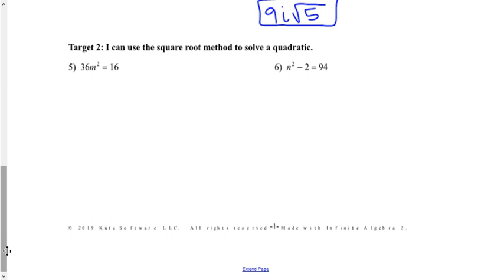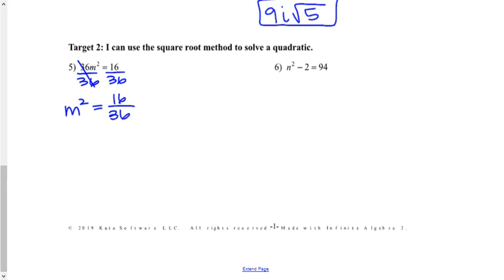I can use the square root method to solve a quadratic. So my goal here is to get the variable that's being squared, so in this case m squared, all by itself. To do that, all I'm going to do is divide by 36 here. And that gets rid of it on the left. I'm left with m squared equals 16 over 36.